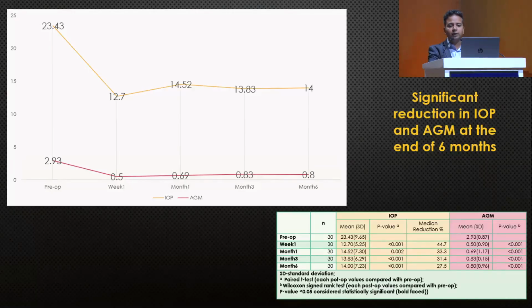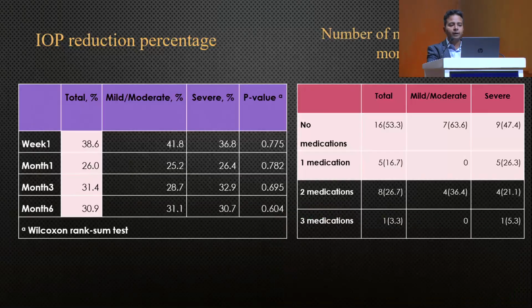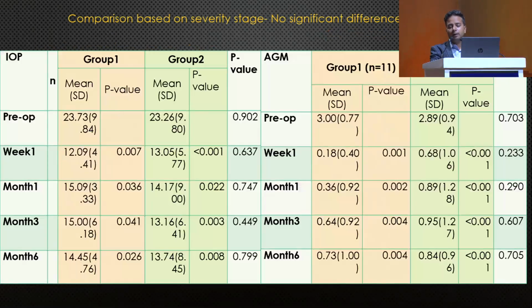There was a significant reduction in intraocular pressure from 23.43 mmHg to 40 mmHg, and anti-glaucoma medications from 2.93 to 0.8. The IOP reduction percentage was 38.6% at week 1 and 30.9% at the end of 6 months. In the medication-free group, 16 patients were totally medication-free at the end of 6 months, and 5 patients required less than 1 medication. In total, 70% of patients required less than 1 medication.